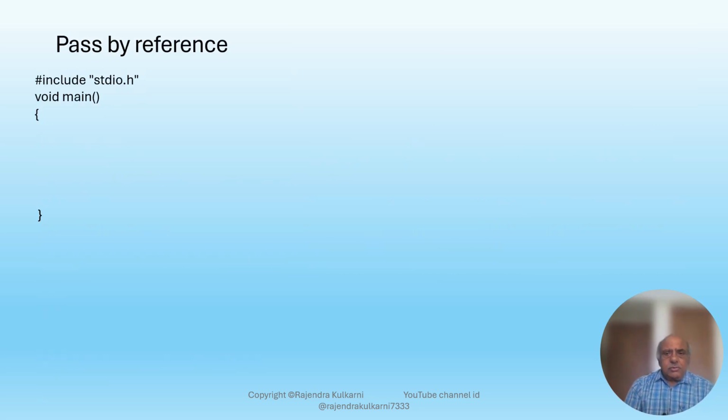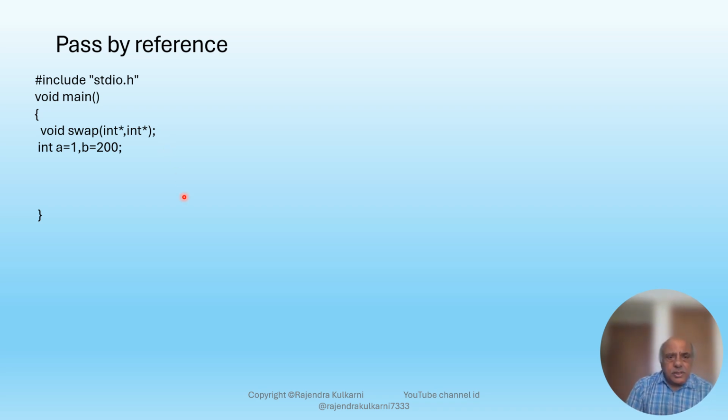Now, how do we change the values of two variables in the function call from the function in the main? So we will see how pass by reference happens. Now we have declared a function with a prototype void swap(int *, int *); with a semicolon.